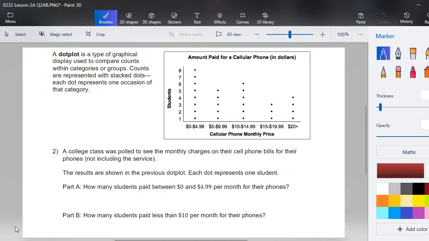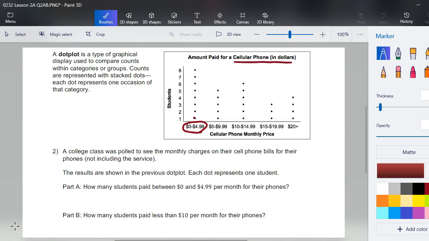So the paragraph starts with a dot plot is a type of graphical display used to compare counts within categories or groups. Counts are represented with stacked dots. As you will notice over here, we have stacked dots. Each dot represents one occasion of that category. Like right here, there's a dot, and here's the category. We have something that's between no dollars and $4.99.